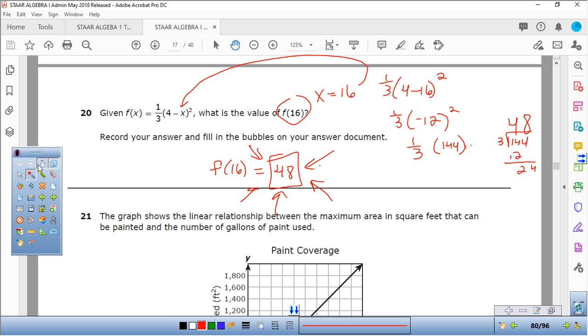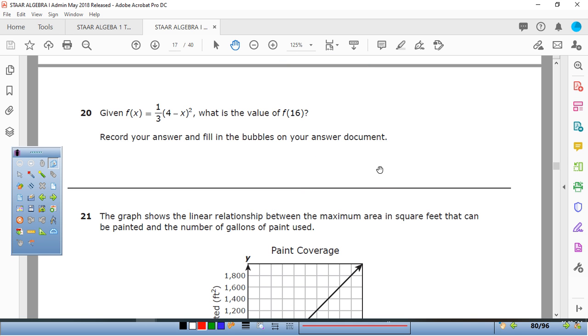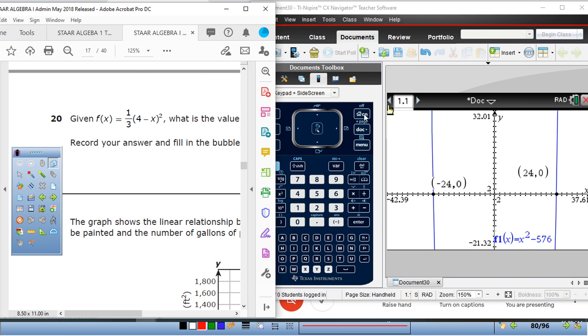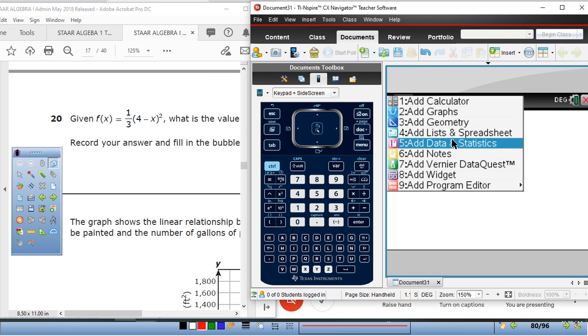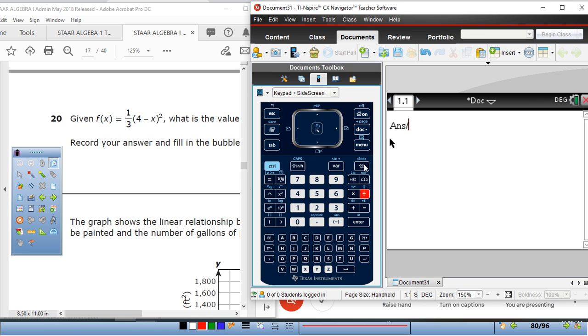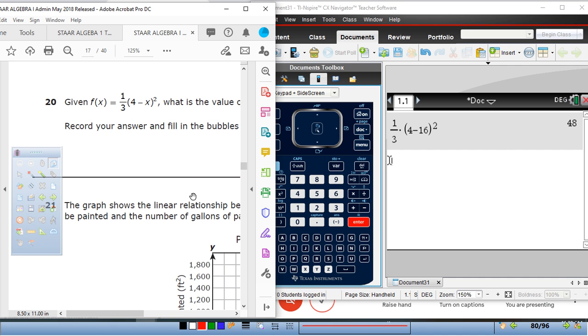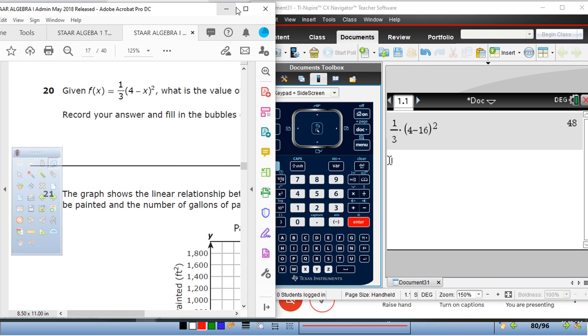All right? Sir, why can't I use the calculator? Yes, honestly, use the calculator. So type it in there, control 1. Oh, my bad. 1/3, parentheses 4 minus 16, step out, squared, 48. But boom, easy, cheesy. Cool? Not too bad, right, guys? Okay, I'm going to stop there. We'll do the next one pretty soon.